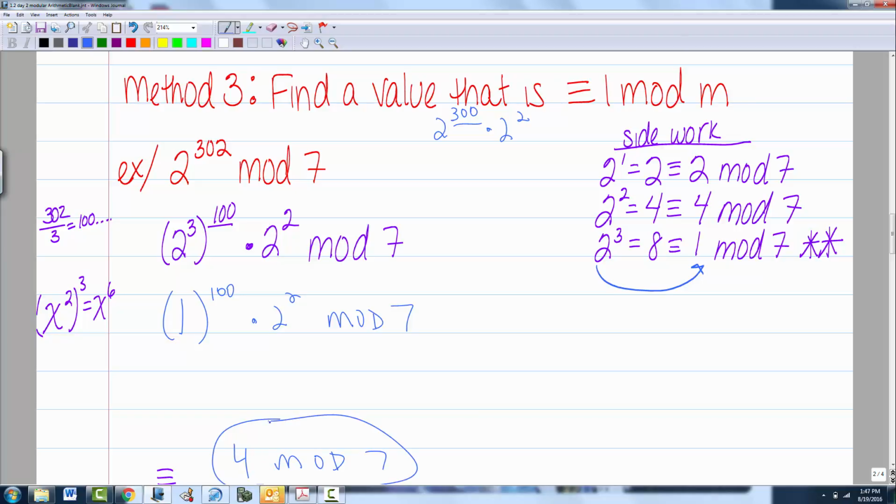So now what you can take to the bank is, when I take 2 to the 302nd power and divide it by 7, what's the remainder? 4. It's either going to be 0, 1, 2, 3, 4, 5, or 6, no matter what. But in this case, it's going to be 4.